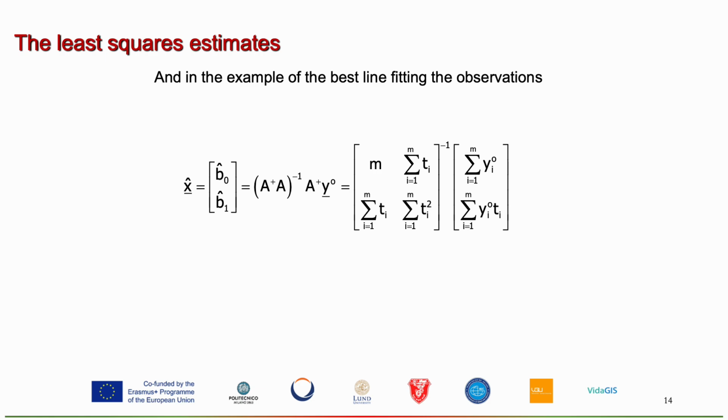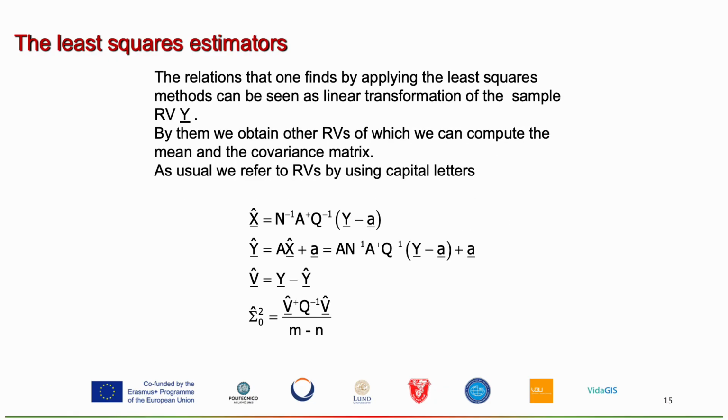A transpose that multiplies weight 0 reduces to a vector of two components. The first one is the sum from 1 to m of all the observations. The second element is again a sum from 1 to m of all the observations multiplied by their measurement epochs.